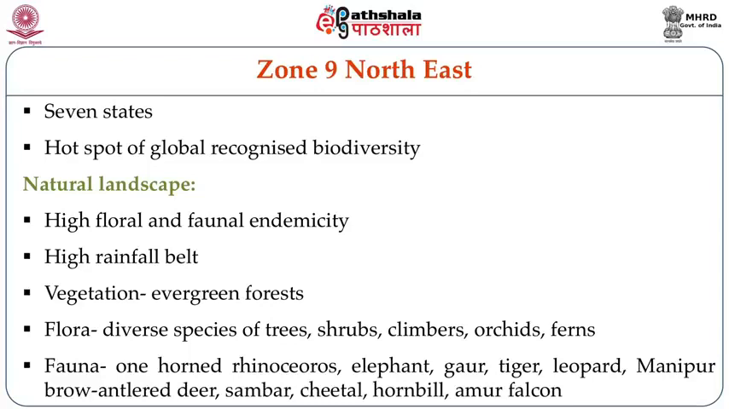And you have the one horned rhinoceros, which had nearly disappeared. By the 50s, they were down to a dozen or so. And today they are multiplying. We translocated some into other sanctuaries from the original home which they had. There's elephant, gaur, tiger, very rare Manipur brow antlered deer. So this is this enormous diversity that we have.